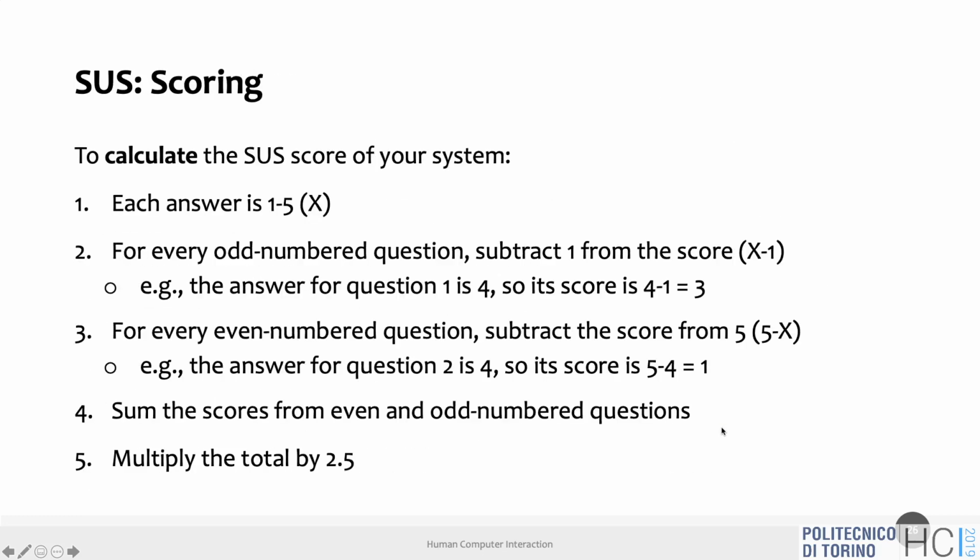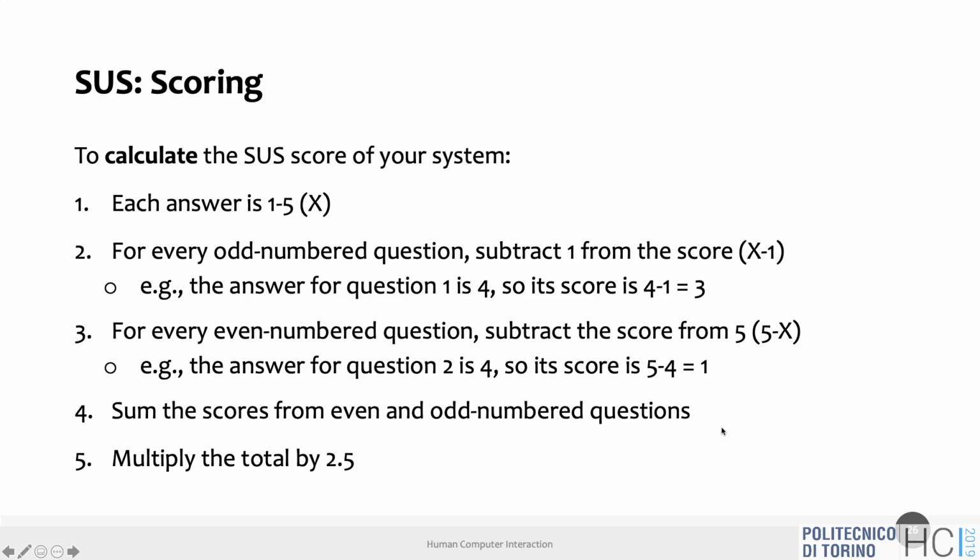So to compute the score, you scale down the score to 4 instead of 5, and you have to perform this calculation. That is quite simple. For every odd number question, so 1, 3, and so on, you subtract 1 from the score. So if you get 5, it's 4, the result of the single question. If you get 4, it's 3, and so on. For the negative questions, the even numbers 2, 4, 6, 8, and 10, you subtract the score from 5. So if the score is 4, in this case the result is 1. So you balance the negative with the positivity, basically.